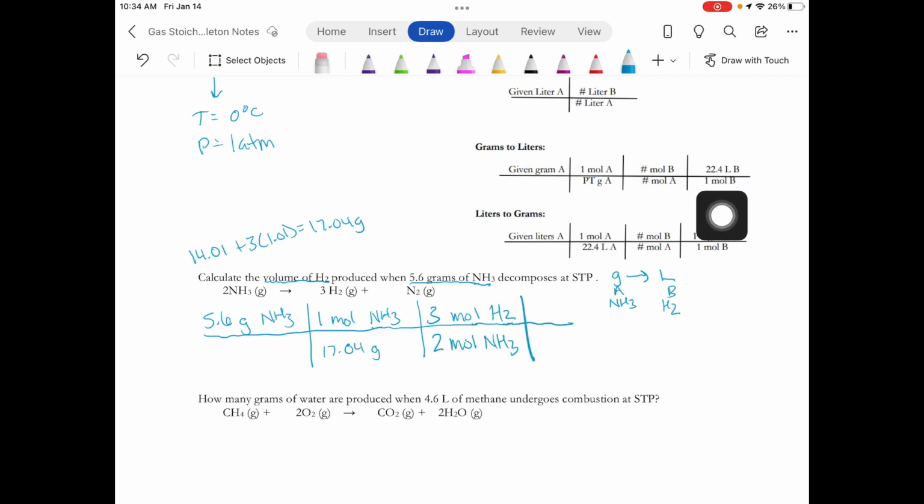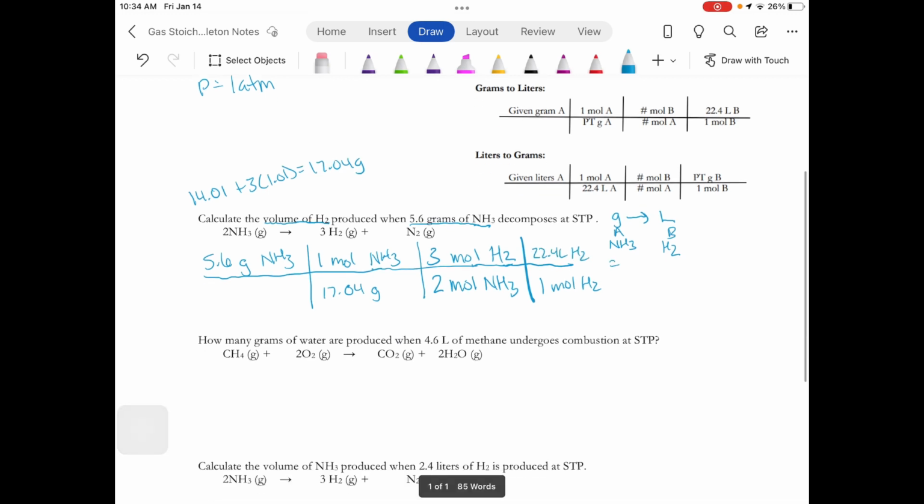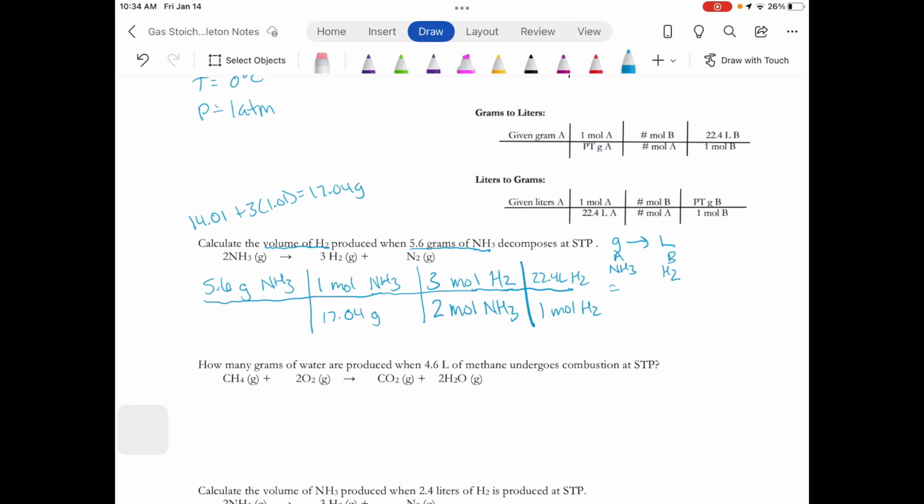Lastly, we've got our 1 mole of B, which is your H2. And we want to go do the 22.4 liters of your H2. And then we want to multiply everything on top. So you'll take 5.6 times 3 times 22.4, divide by 17.04, and divide again by 2. And I got 11 liters of H2.